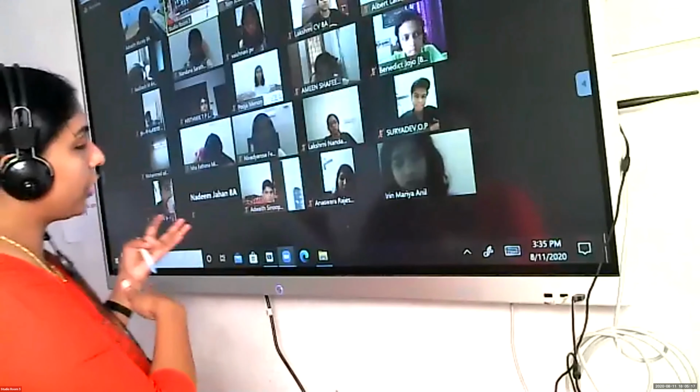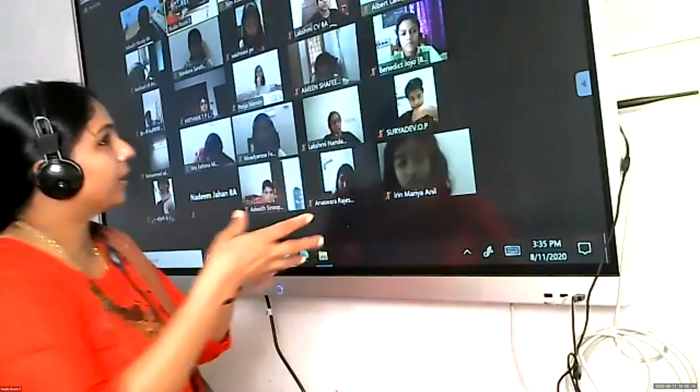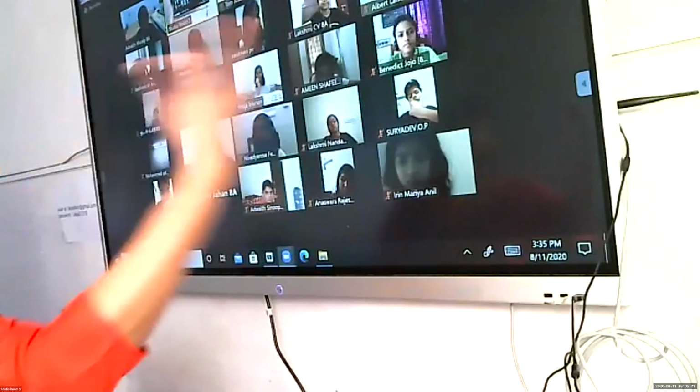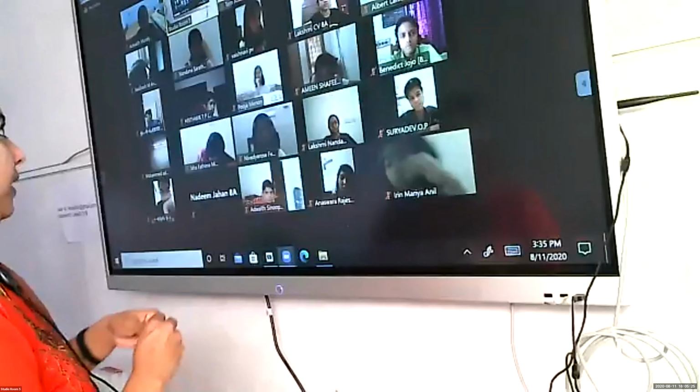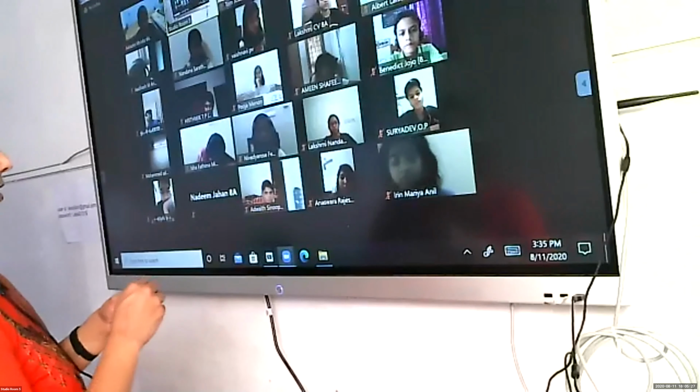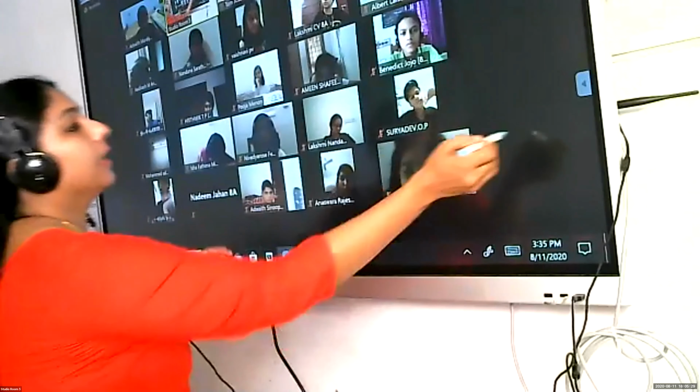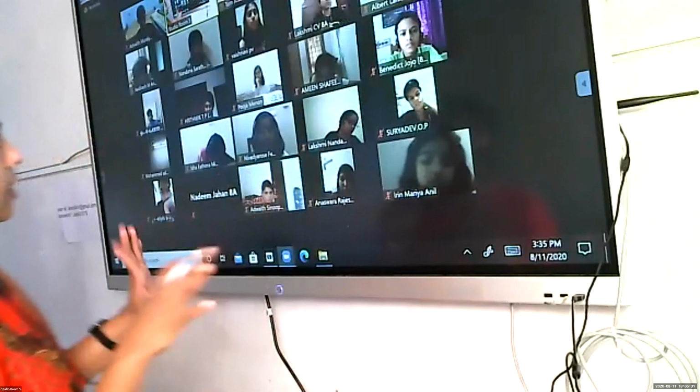In cottage industry, the number of workers is 1 to 50, but in small scale industry it may be 100 or 200 workers, right? This is the difference. Is it clear? Cottage and small scale industry is clear.